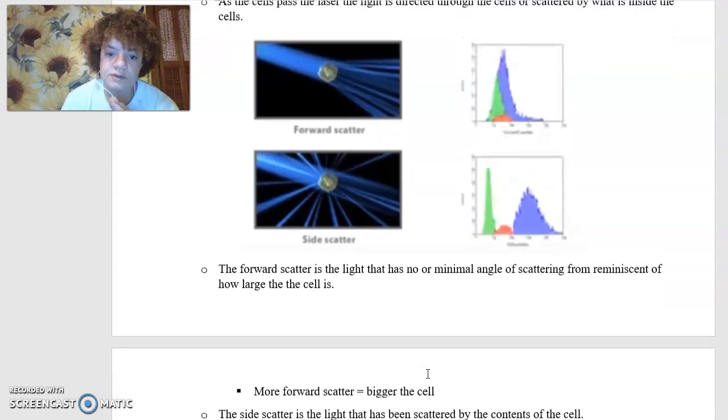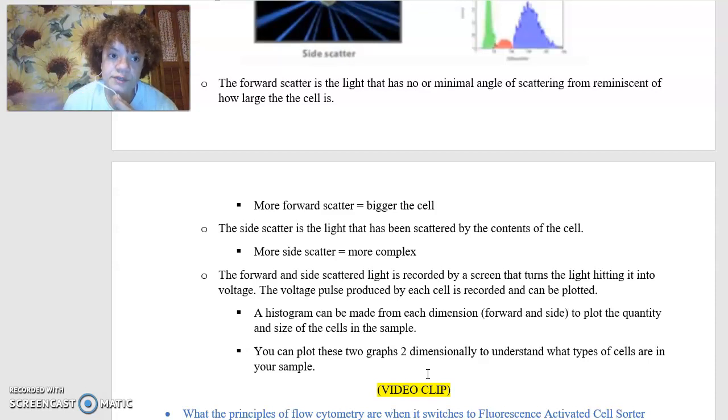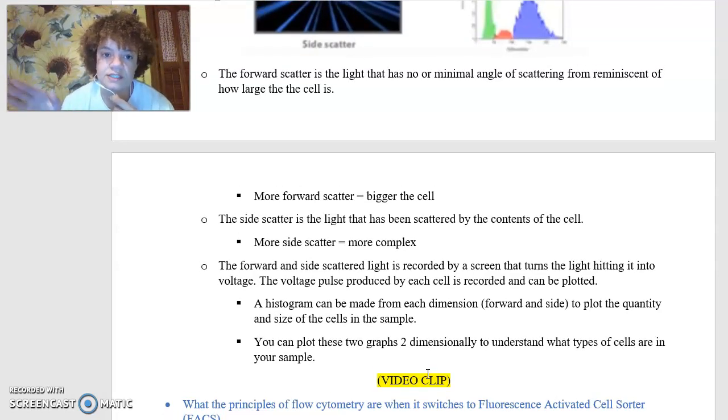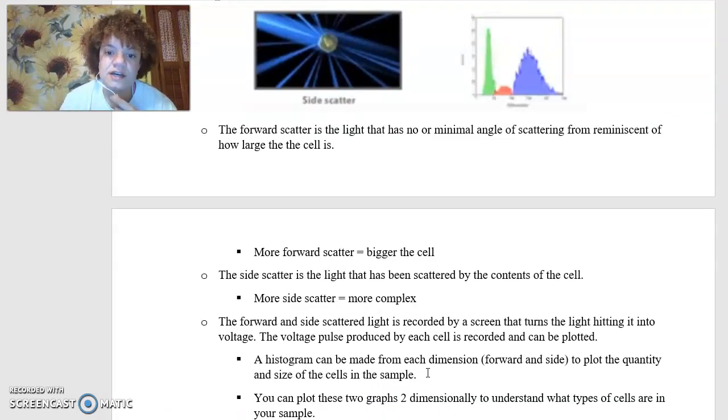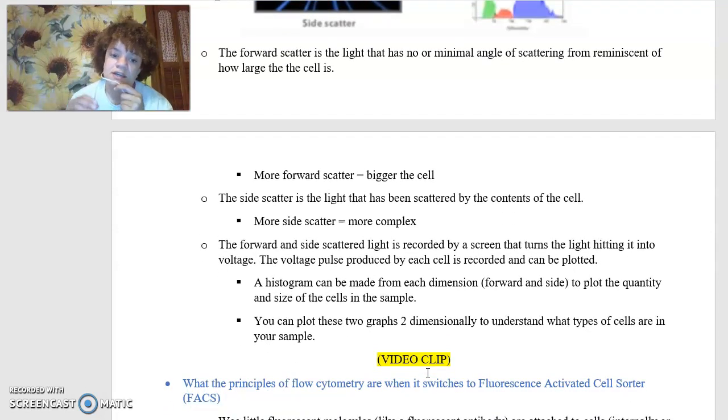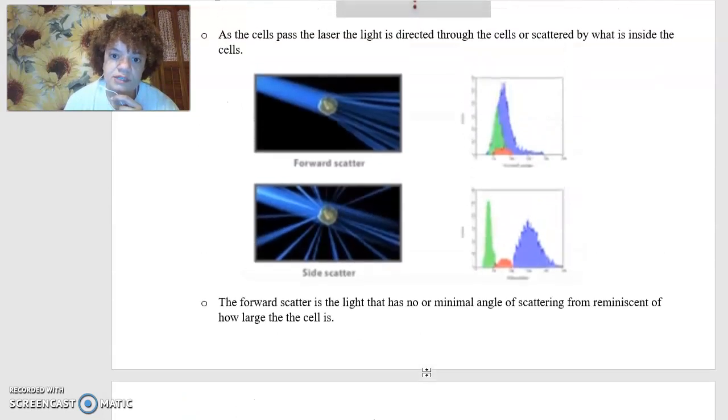Okay, and so by recording the forward scatter, you're able to determine how big the cell is. The more forward scatter you have, the bigger the cell, and the side scatter measures the complexity of what's inside the cell. So the more side scatter, the more complex the cell you're looking at. These two metrics, or dimensions, are plotted on the same two-dimensional plot, so you can understand how big things are and how complex they are in the same graph.